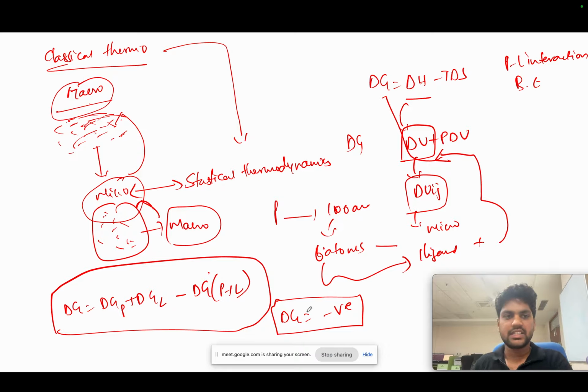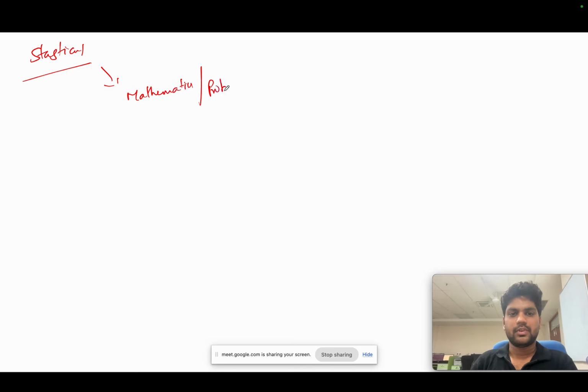Okay, these are the basic examples of what we can do with statistical thermodynamics. If I come to the term statistical, there will be more mathematics and probability. One segment of it is probability. So to study the microscopic particles, I'm just giving one line of theory: the study of microparticles.